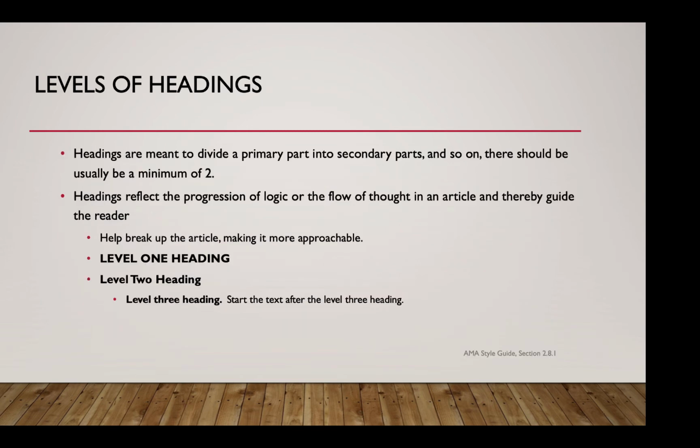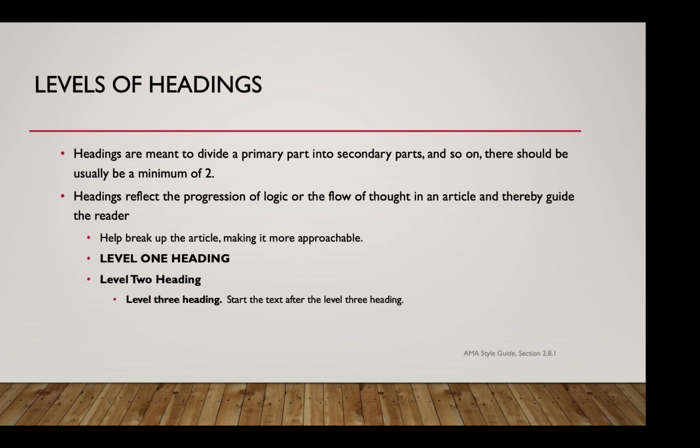So now we're going to talk about levels of headings. Headings are meant to divide a primary part into secondary parts and so on. And there should be usually a minimum of 2. So if you decide to use a level 1 heading, you have to use at least 2 level 1 headings. If you decide to break a level 1 heading down and put level 2 headings, you also have to have at least 2 level 2 headings. This helps reflect the progression of logic or the flow of thought in an article and thereby guide the reader.